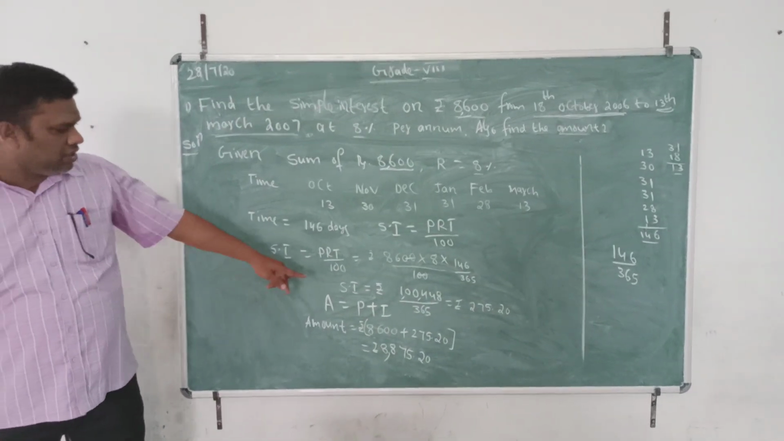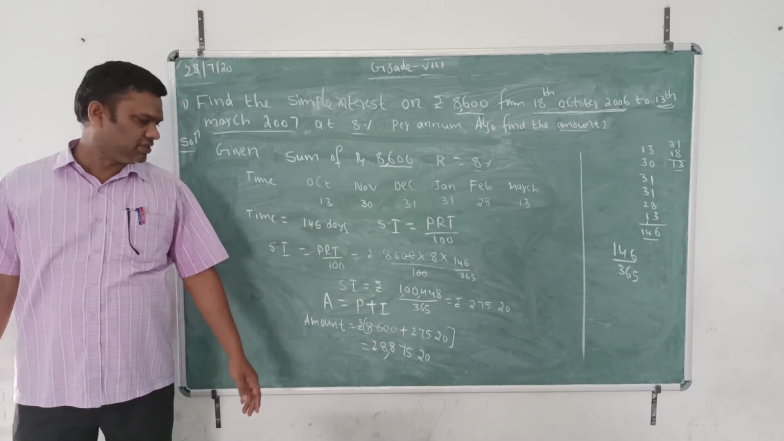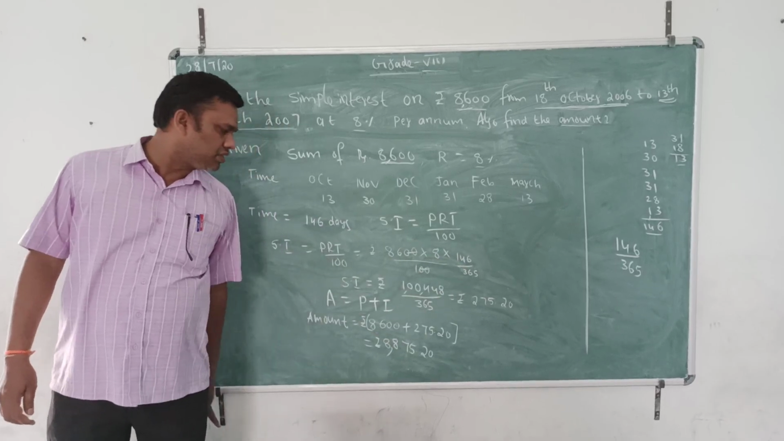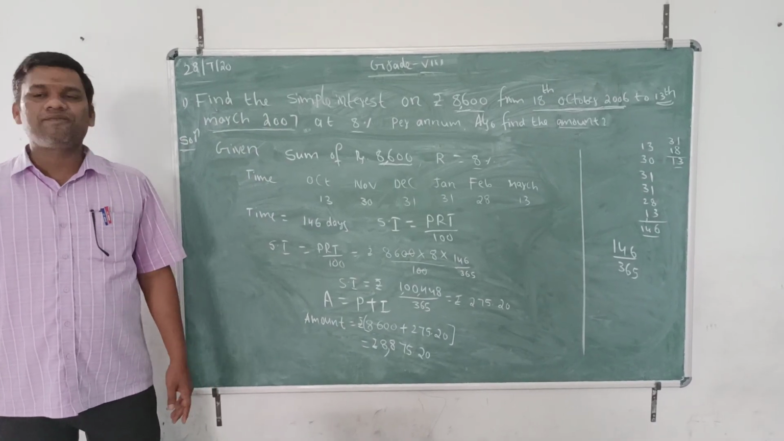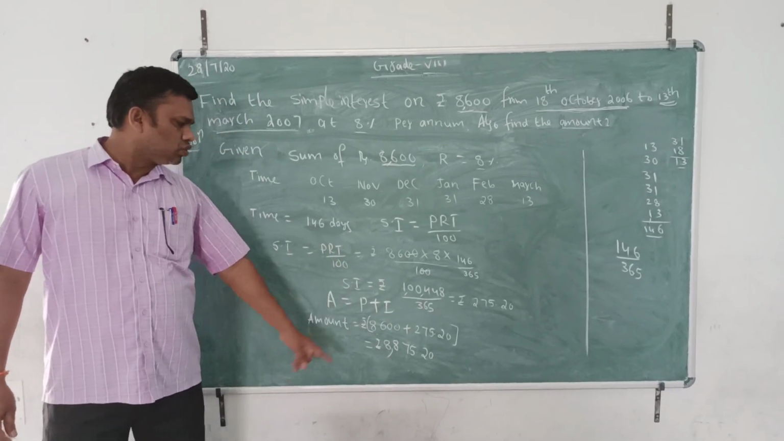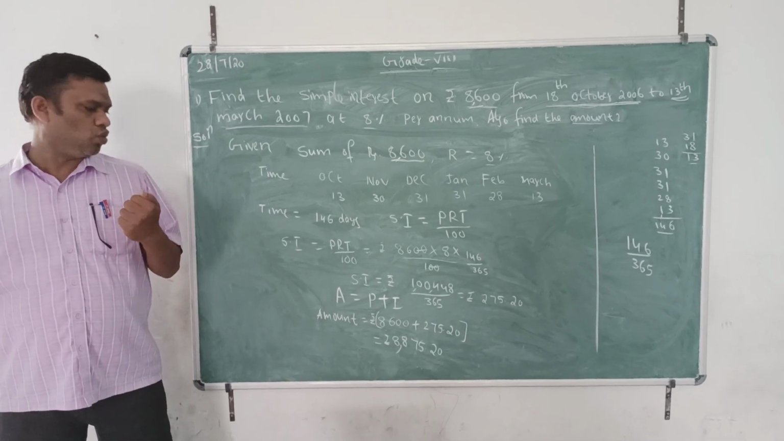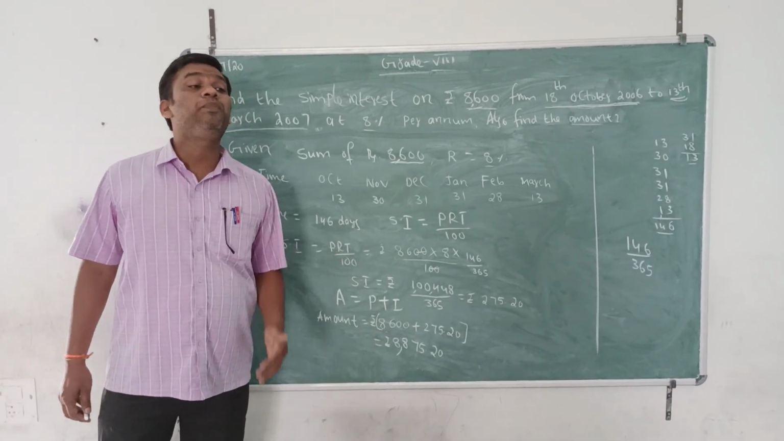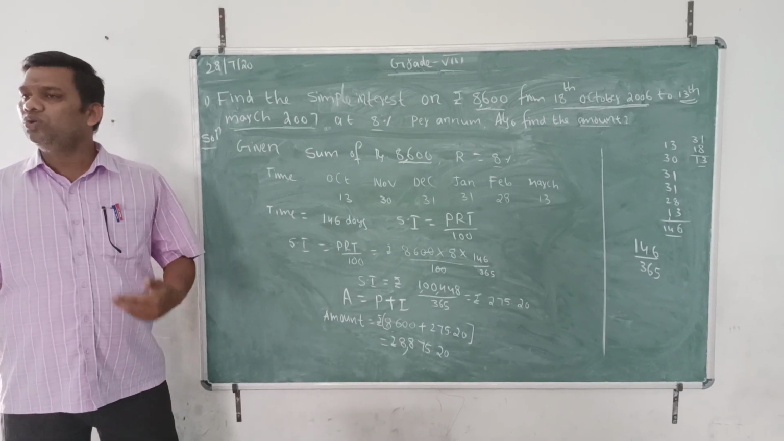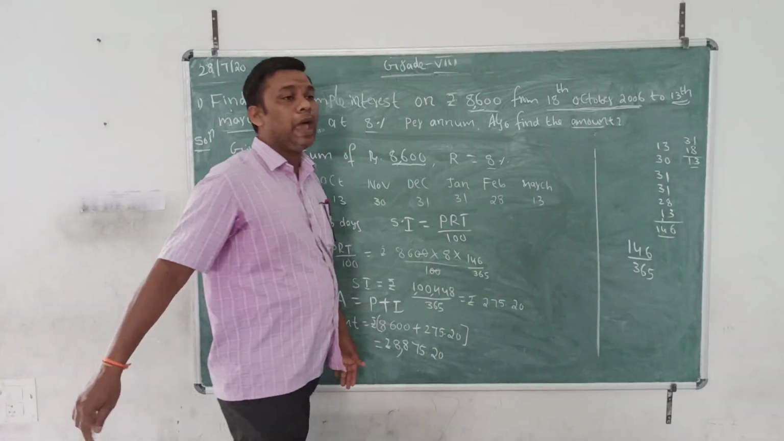Now see here, SI equals to rupees. Here 2 zeros get cancelled. So this is 86 multiplied with 8 and again 146. We will get 1,448 rupees upon 365. So that value is 275.20. This is the simple interest. So simple interest is 275.20. And they are asking the question, find also the amount.